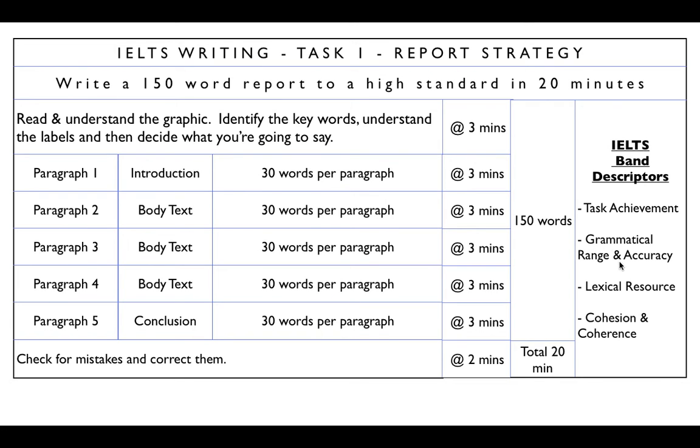Grammatical range and accuracy, do you have examples of nice natural grammar that native speakers use in their everyday lives? Lexical resource refers to vocabulary. Do you have a good range of vocabulary, or do you only know very basic words? And cohesion and coherence is very simple. Cohesion means that your ideas, sentences, paragraphs and words are all linked together well, and coherence means that it's easy to understand, that it's clear.